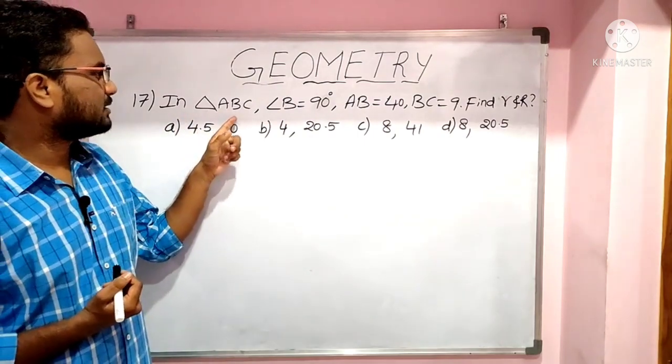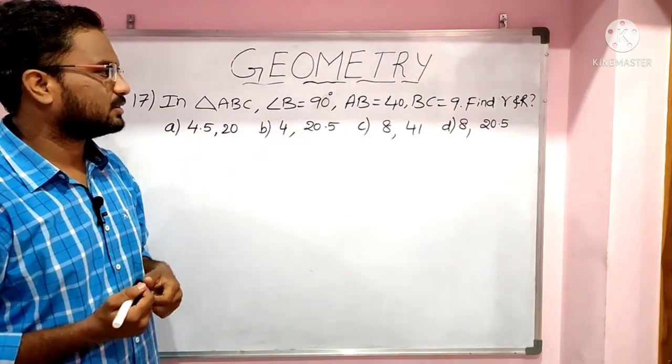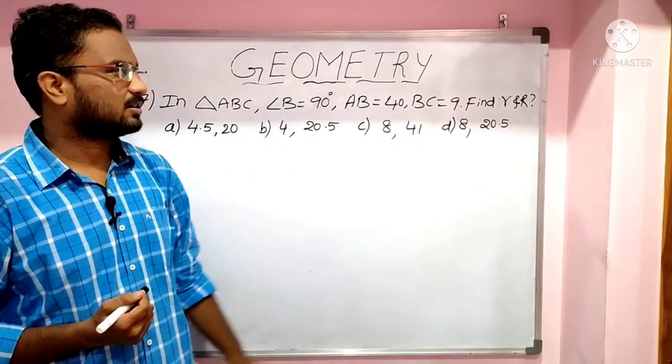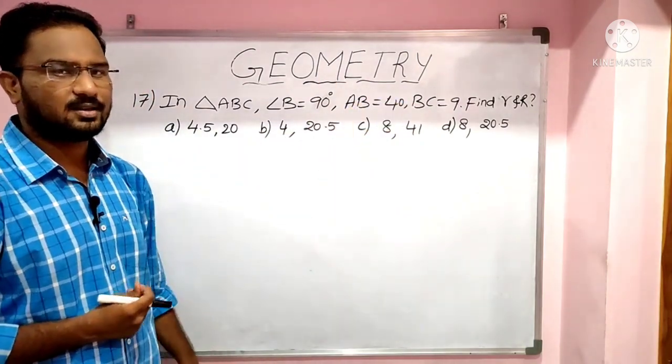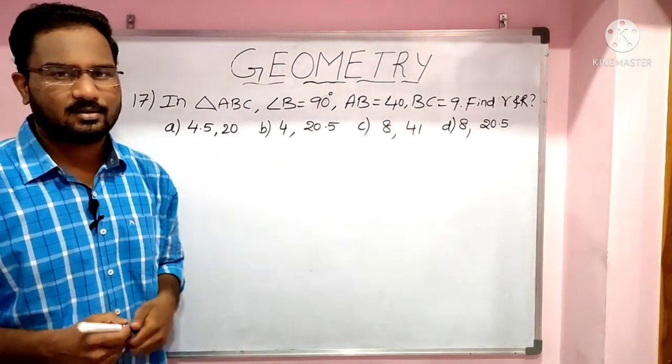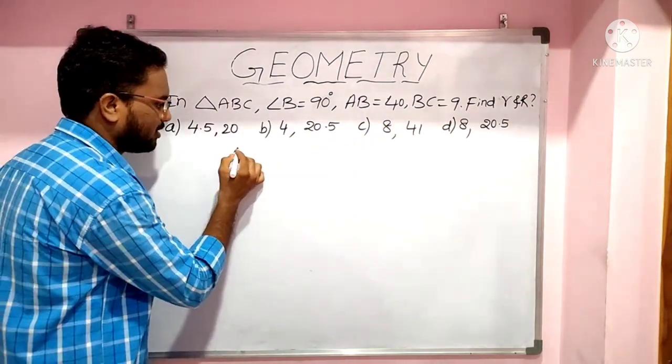In triangle ABC, angle B equal to 90 degrees. AB equal to 40, BC equal to 9. We need to find small r and capital R. Small r is inradius and capital R is circumradius. Okay, so let's draw a triangle.